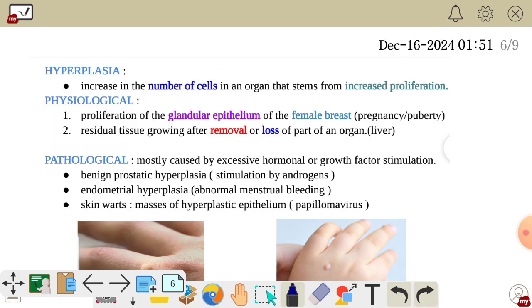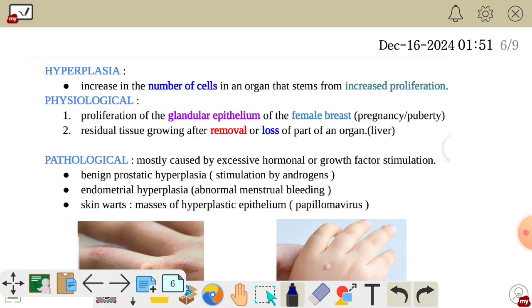So an increase in the number of cells in an organ stems from increased proliferation. So remember here, the cells which are increasing in number are due to increased proliferation, so the cells are dividing and dividing, and that will lead to an increased number of cells.